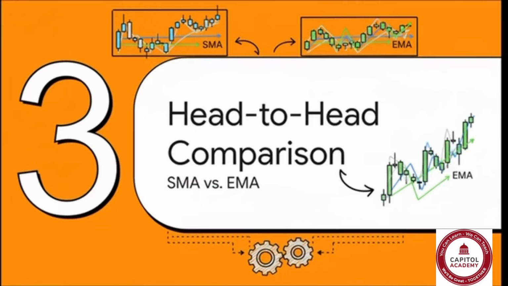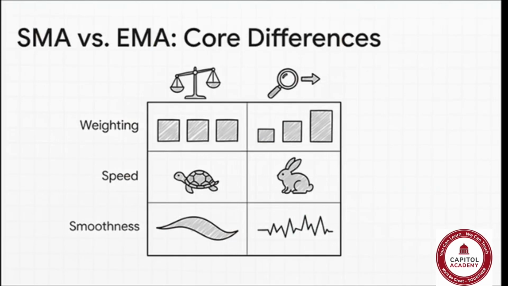Okay, so now that we've met them both individually, let's put them side by side in a direct head-to-head comparison. This is where it'll all really click. When you boil it all down, the difference really comes down to three things: weighting, speed, and smoothness. The SMA is democratic. Every price gets an equal vote. The EMA is biased. It cares way more about recent prices. And because of that, the SMA is slow and smooth, while the EMA is fast and sensitive.